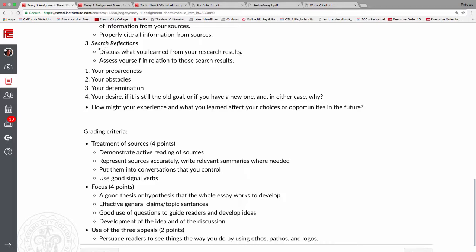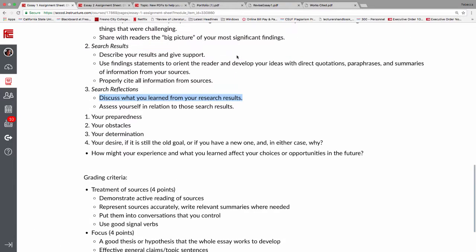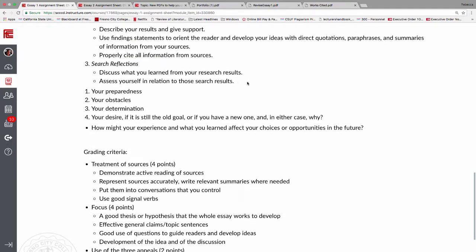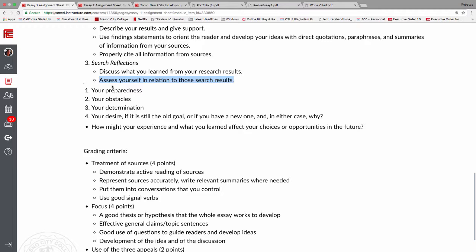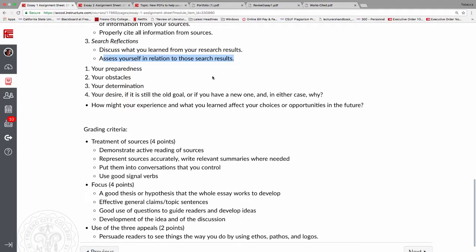So search reflections, the first point. Discuss what you learned from your research results. So you're speaking, the top part of number 3 is speaking back directly to what you've had to say in number 2. So you're talking about those results as objects, okay? And then what you should do after that is really assess yourself in relation to those search results. So this first point is going to be really, really specific. And this second point, assessing yourself, that's a little bit more general of a point.